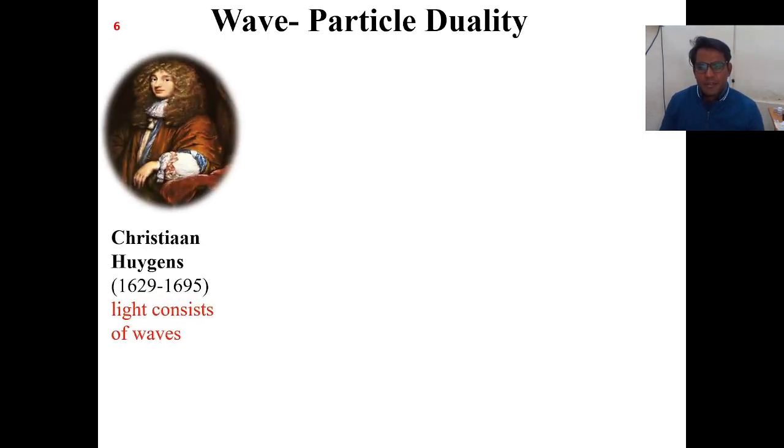Actually, this concept of wave-particle duality was coined around 1600, when Christiaan Huygens first proposed the concept of a wave for radiation. He said that we can treat radiation as a wave. Before this, ray theory of light was much more popular. And first, Huygens proposed that light can be treated as a wave.